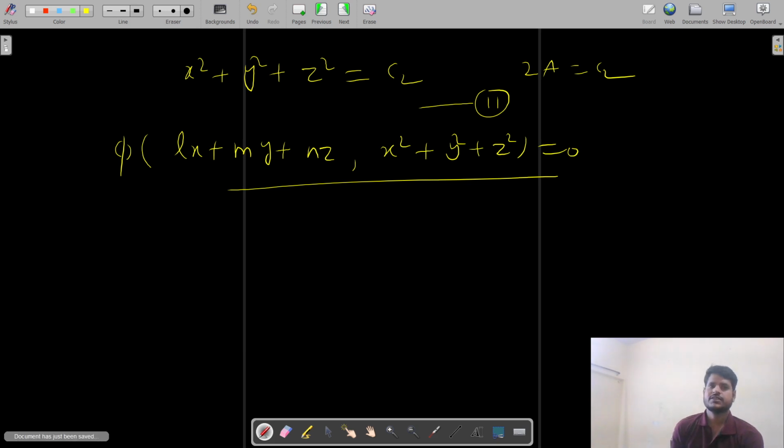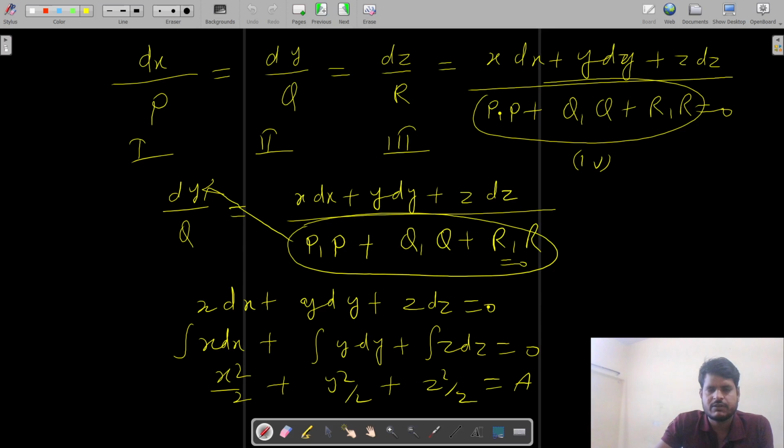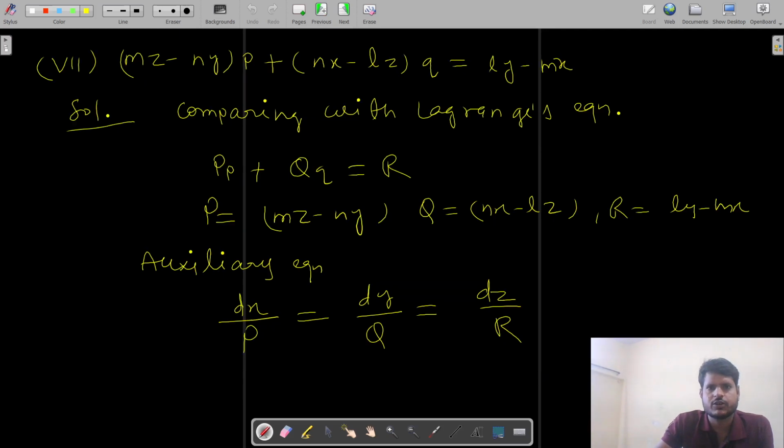So dear student, this is the problem for multipliers, right? And we can have more problems. So let me tell you the next problem. I will solve one more problem with the concept of multipliers.